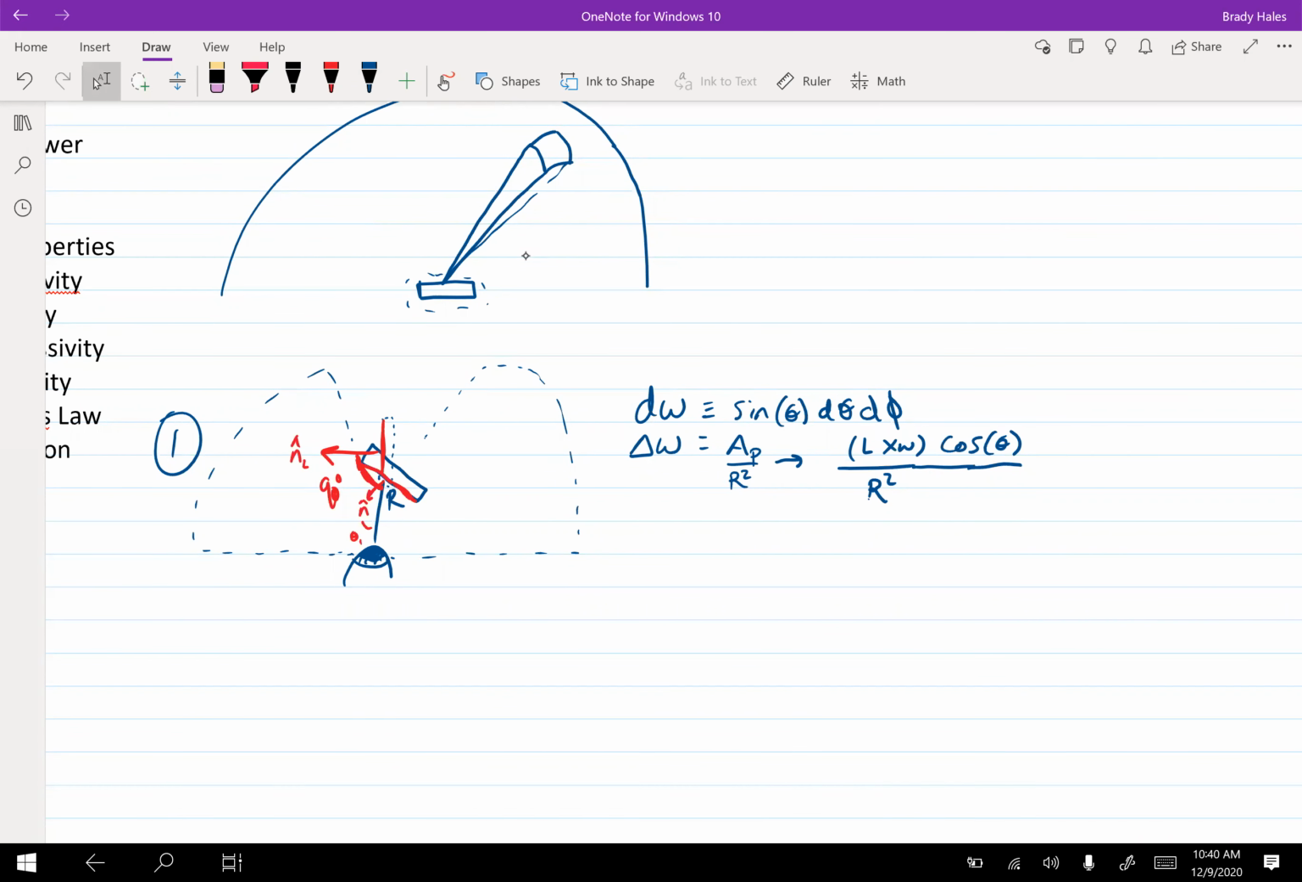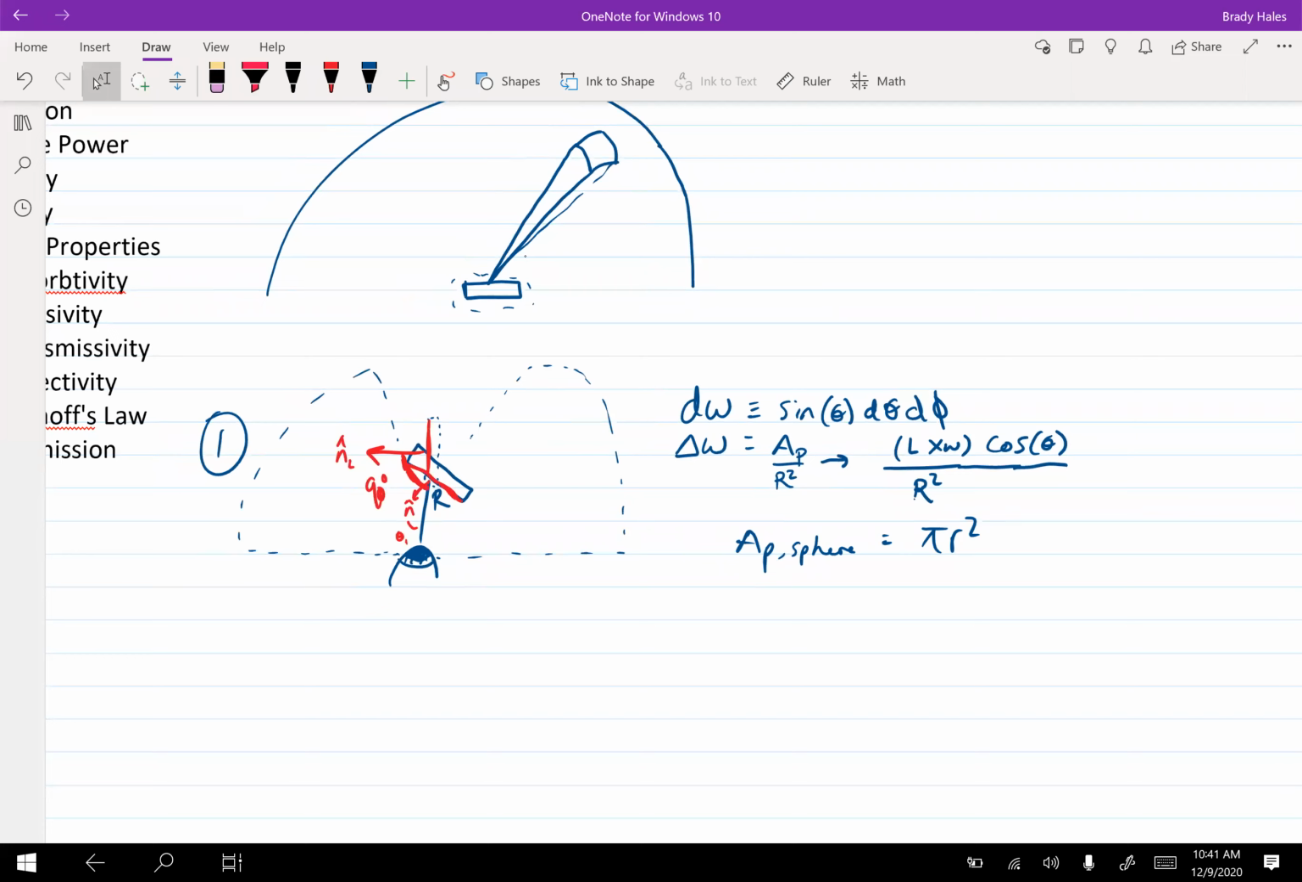The projected area for a sphere is a circle, right? So I guess it's the 2D area. Like you only see the circle, right? So projected area for a sphere is equal to just pi r squared, where little r is the radius and large R is the distance. This is the notation, large R, used by the book, right?